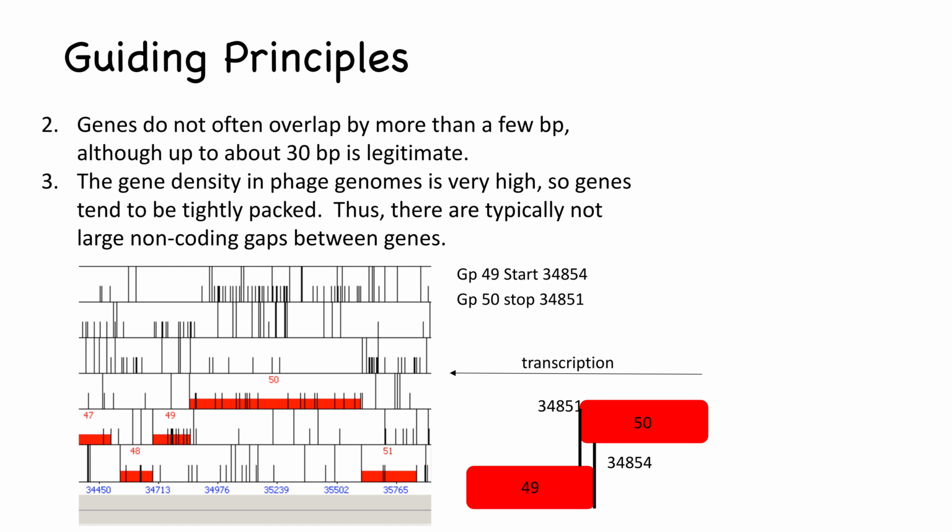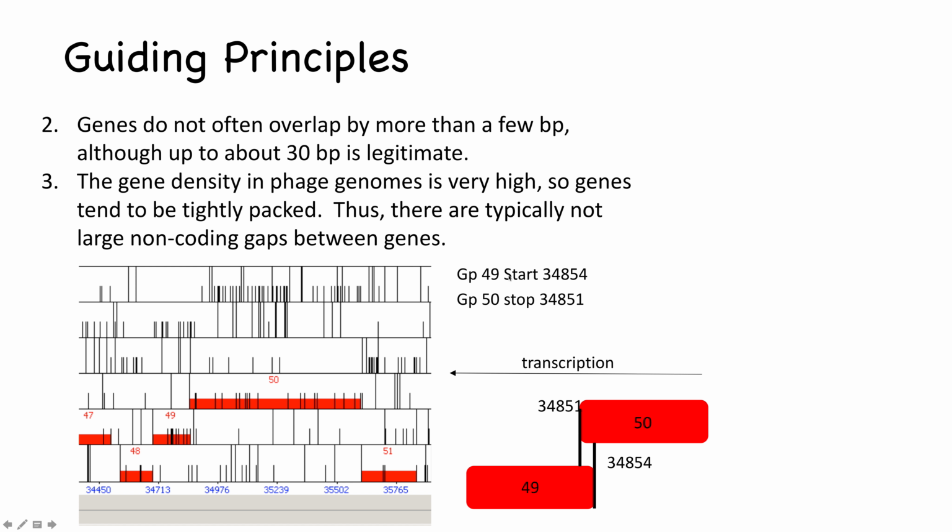So guiding principles 2 and 3: genes do not overlap by more than a few base pairs, although up to about 30 base pairs is acceptable. Typically I see 8 to 12 base pair overlaps, but if I can find a smaller overlap or a really small gap, that's usually preferable. The gene density in phage genomes is very, very high, so they tend to be tightly packed. That means large gaps are not usually acceptable unless there's some sort of regulatory sequence there. So we often try to choose the longest possible open reading frame without having a huge overlap.